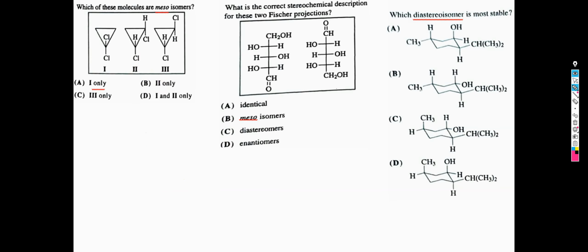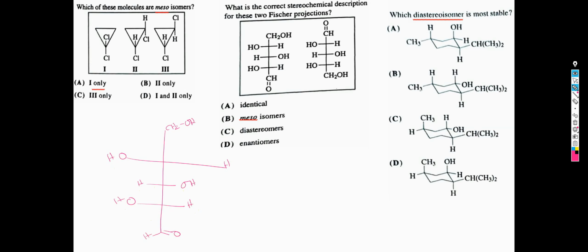We have to identify the correct stereochemical description of these two Fischer projections for this problem. We have to write down the Fischer projection and assign the absolute configurations on the chirality centers. Let's look at the first structure on the left. We have CH2OH, then OH and hydrogen, OH and a hydrogen, a hydroxy and a hydrogen, and here you have an aldehyde group.